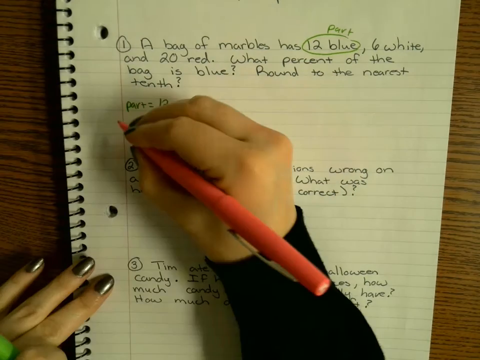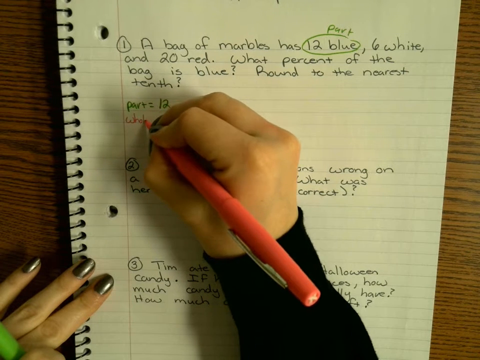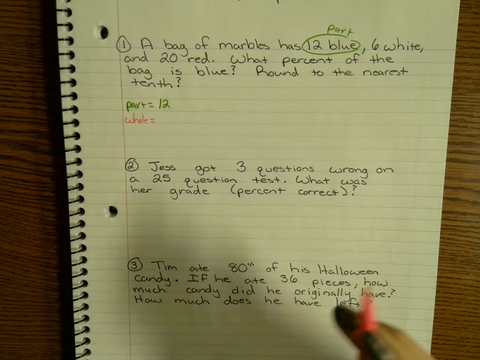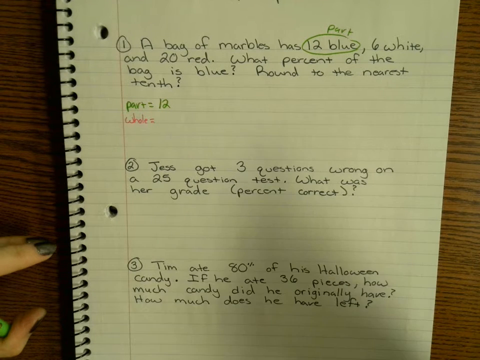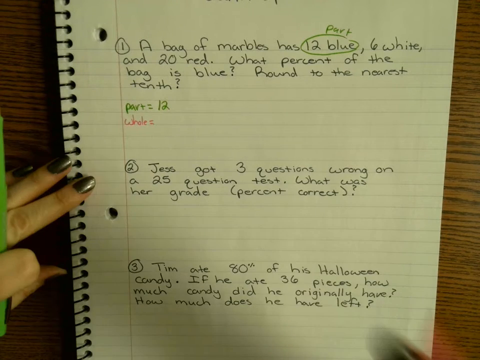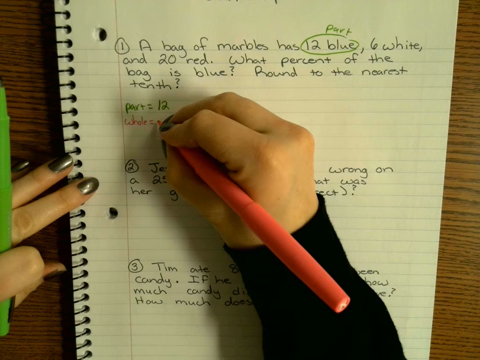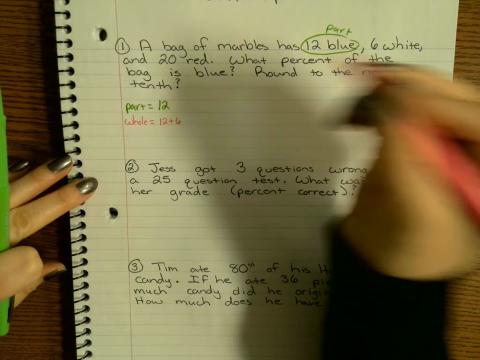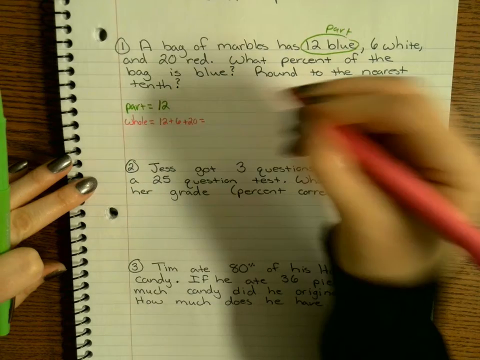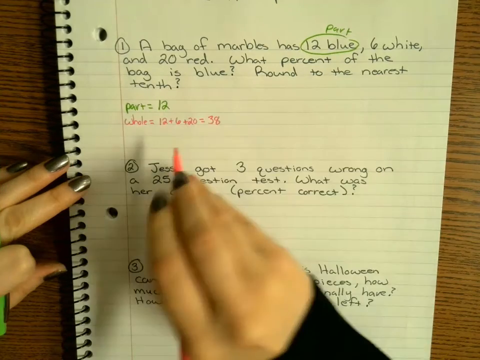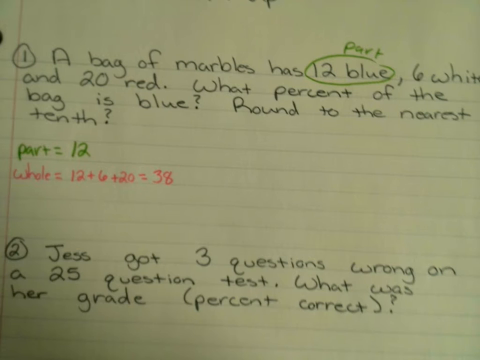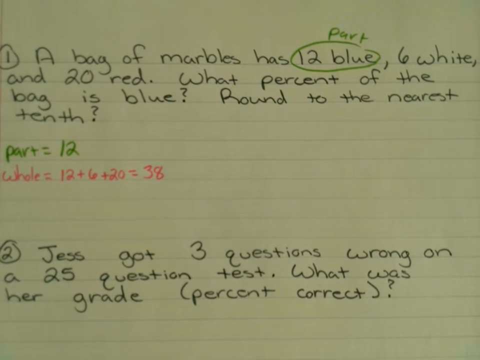How many whole? So how much total is in the bag? That's something you actually have to figure out. How do we figure out how many total are in the bag, Eileen? By adding how many blue, white, and red there are. So we're going to add the 12 blue, the 6 white, and the 20 red to get a total of 38. So our whole is going to be 38. Let me go ahead and zoom in so you guys can see this a little bit easier. Okay, the whole is going to be the 38.